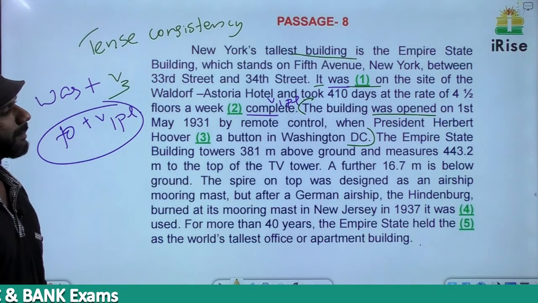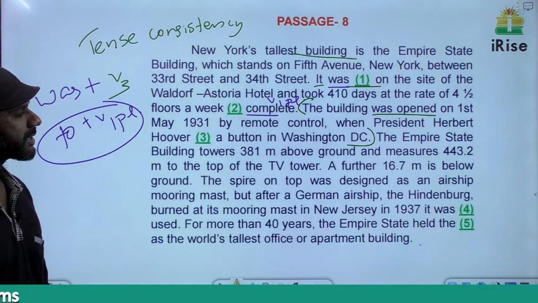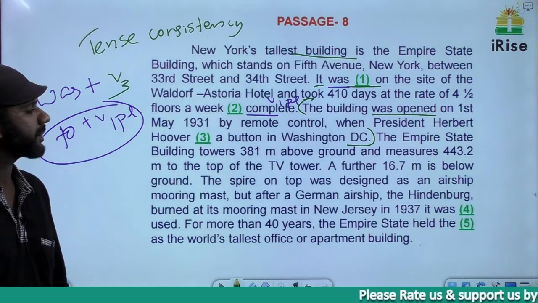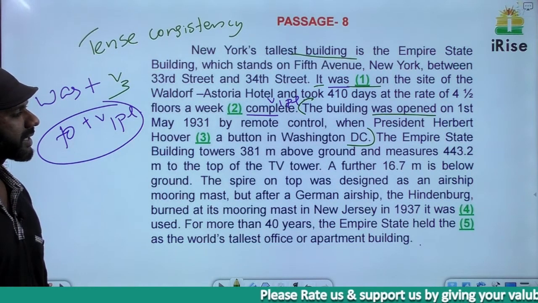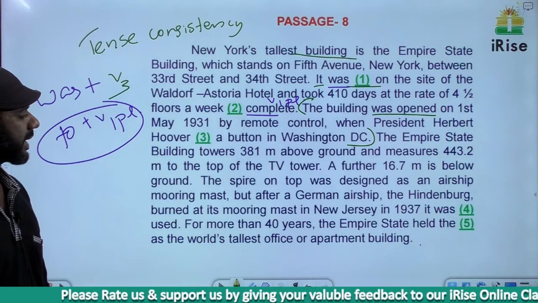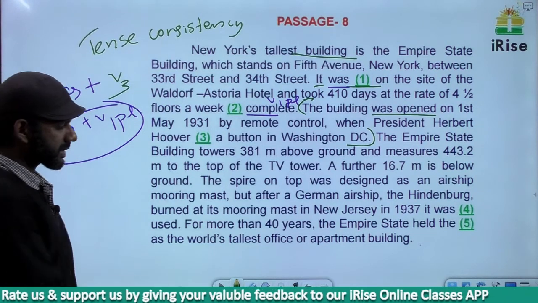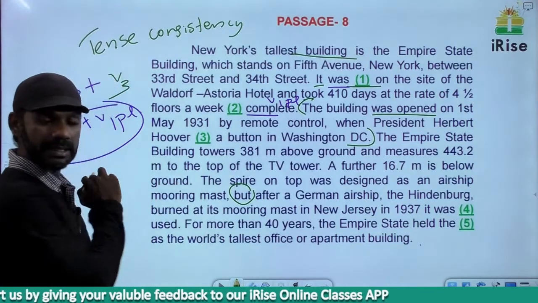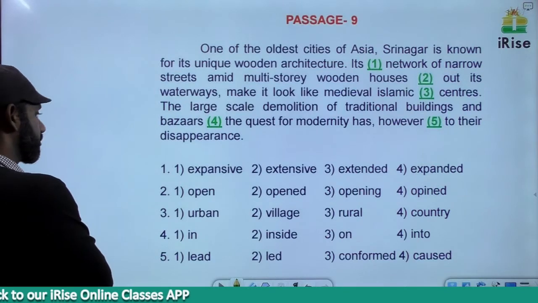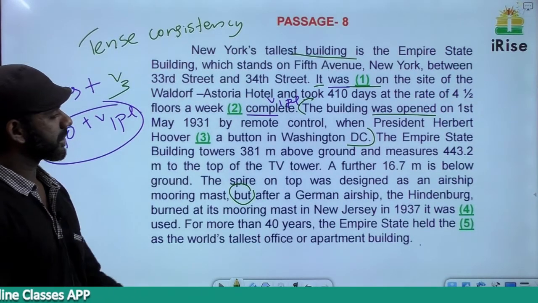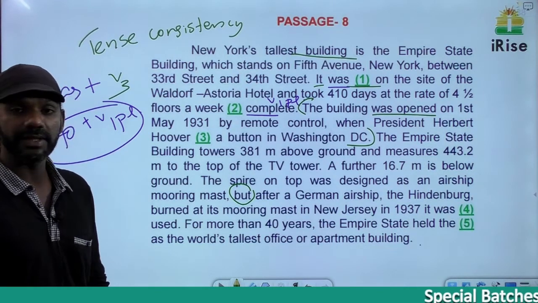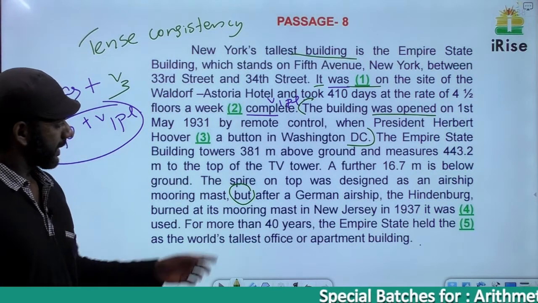The Empire State Building towers 381 meters above ground and measures 443.2 meters to the top of the TV tower. A further 16.7 meters is below ground. The spire on top was designed as an airship mooring mast, but is a contrast indicator. Never miss any indicator while trading. But after a German airship, the Hindenburg, burned at its mooring mast in New Jersey in 1937, it was dash used.